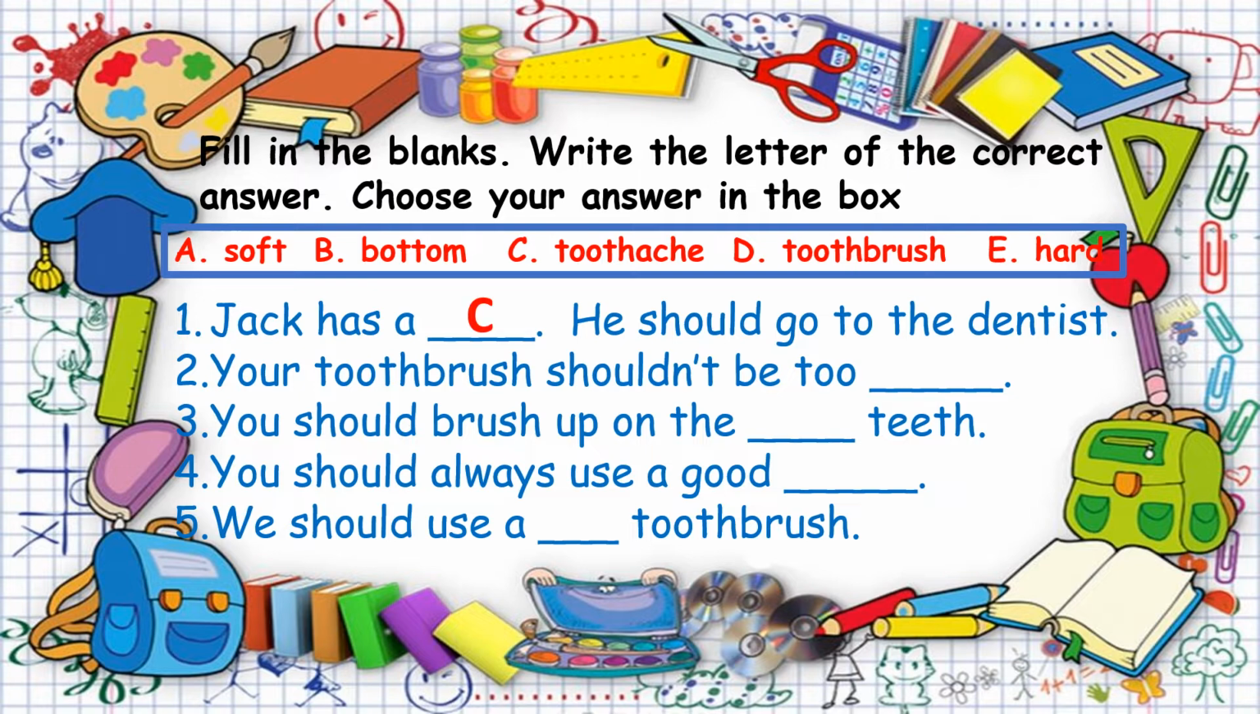Number 2, your toothbrush shouldn't be too blank. The answer is E, hard. Number 3, you should brush up on the blank teeth. The answer is B, bottom. Number 4, you should always use a good blank. The answer is D, toothbrush. Number 5, we should use a blank toothbrush. The answer is A, soft toothbrush.